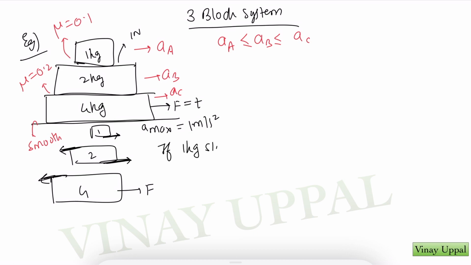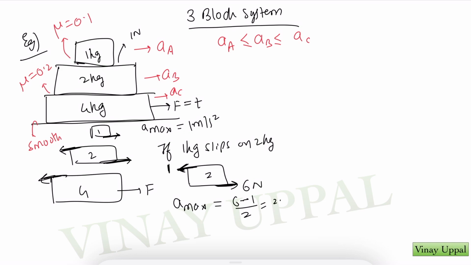If 1 kg slips on 2 kg, that means there is kinetic friction acting on 2 kg. So there will be 1 Newton. And what is the maximum friction that can accelerate 2 kg to the right? That will be the friction between 2 and 4. So mu is 0.2 times the normal force, which is 30 newtons. So that will be 6 newtons. So the maximum acceleration of 2 kg would be 2.5 meter per second squared.